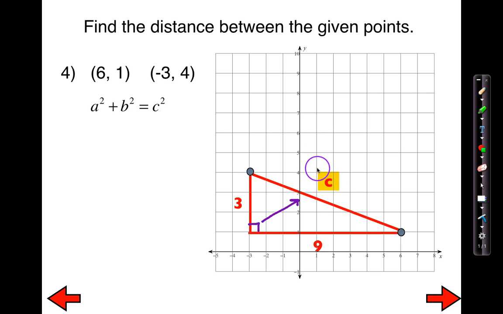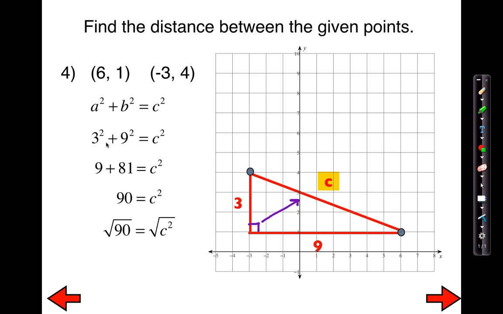Plugging it into the Pythagorean theorem, I'm going to have 3 squared plus 9 squared equals C squared. 9 plus 81 equals C squared. Then leaving us with 90 equals C squared. I'm not quite done. I need to take the square root of both sides to isolate C, leaving me with the square root of 90.